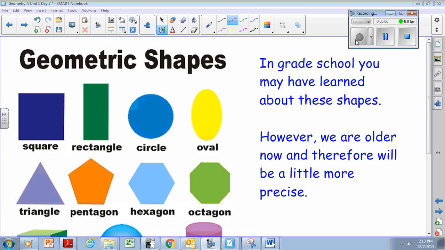In grade school, you may have learned about these shapes. However, we are older now, and therefore we'll be a little more precise. Do this. Choose on each row one shape. I want to say choose your favorite. I want you to choose one that's important to you. Choose one that if kids have to learn, you say this is the only one that they should learn. Somehow, I just want you to choose one above the others.